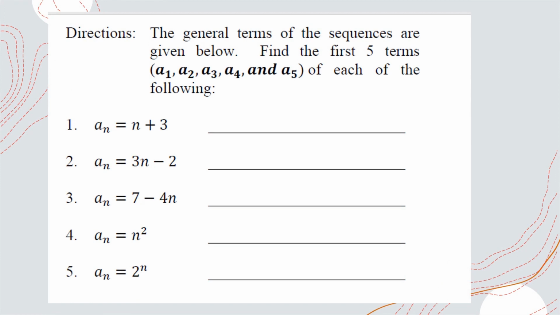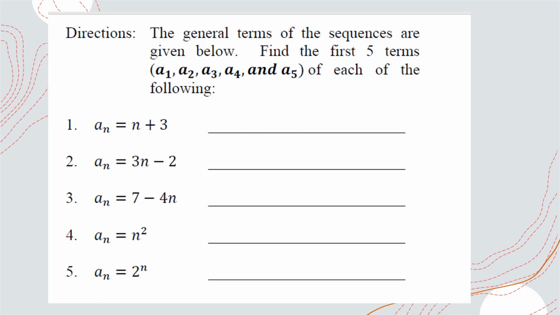So we have here an activity. So the general terms of the sequences are given below. Find the first 5 terms of each of the following. So we have items 1 to 5. Ang kailangan natin yung unang 5 terms. So to get that, you simply substitute the values, yung a sub 1 natin hanggang 5. So, gumamit ka ng value ng n na 1. It will give us the first term. Gamitin mo yung 2 na value ng n. That will give you the second term.